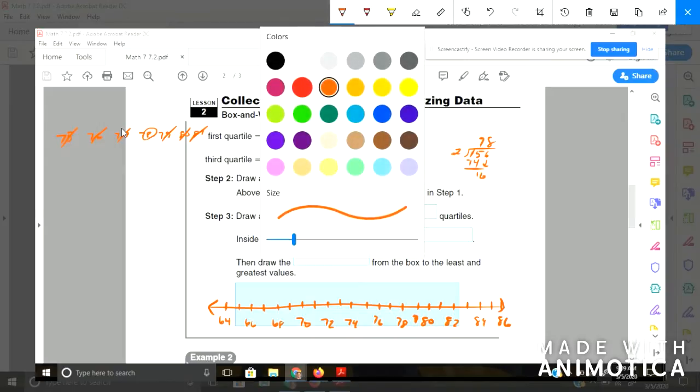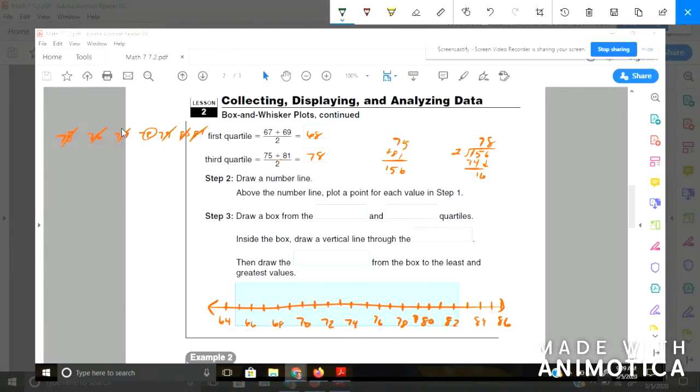All right. I'm just going to switch colors here so maybe it's a little bit easier to see. So what I need to do now is plot all my points that I got from step one. My smallest number was 67, so I'll put a dot at 67. My greatest number was 85, so I'll put a dot at 85. And then I'll plot my median, which I came up with was 74. And then my two values for my first and third quartile: 68, that'd be right here, and 78, that would be right here.